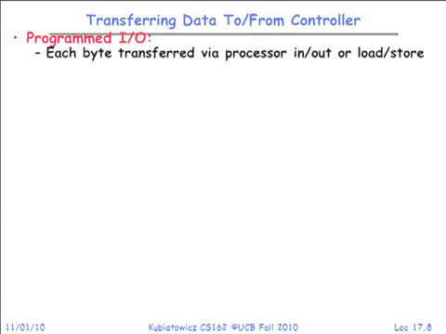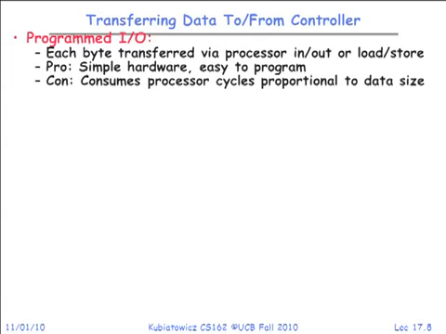Every byte or word is transferred by the processor doing a load or store directly to the device. That's the easiest thing to imagine. The pros of this are very simple hardware; it's only the normal memory mapping. The cons, of course, are that processor cycles are consumed, proportional to the size of the data. So if you've got to pull in a gigabyte, that's much more processor time.